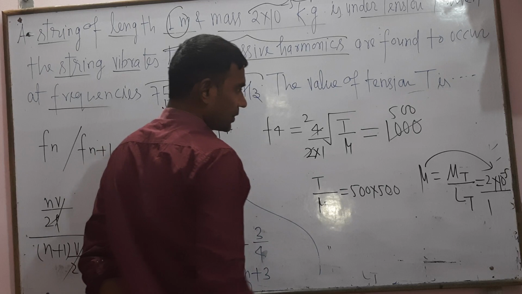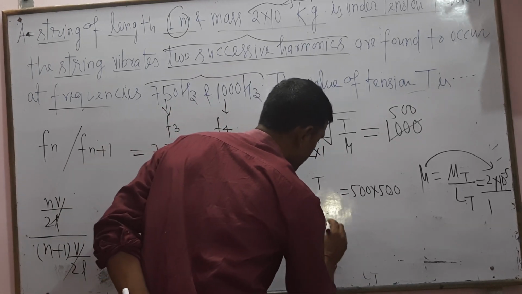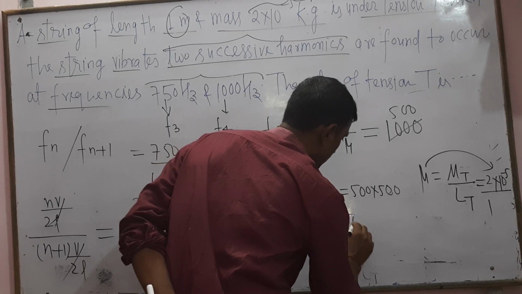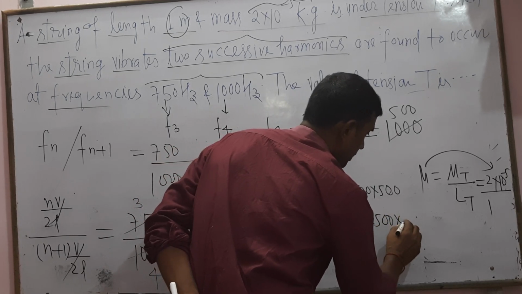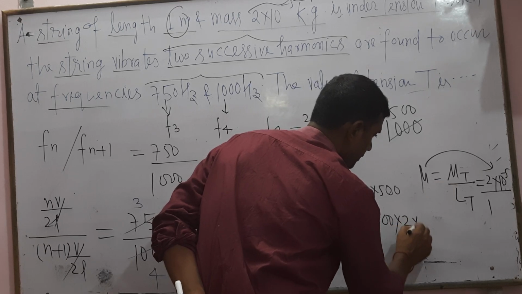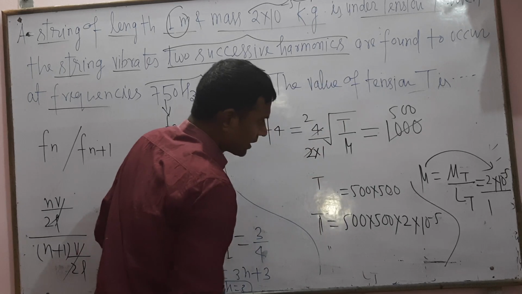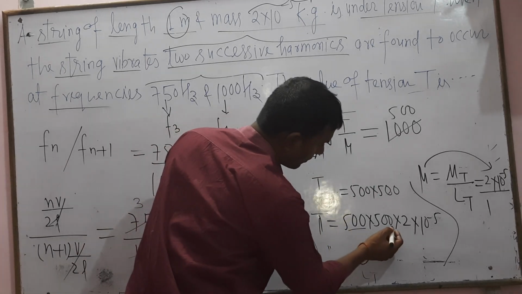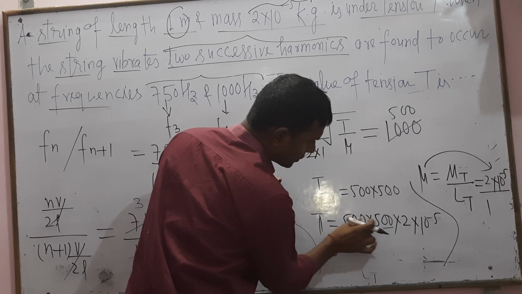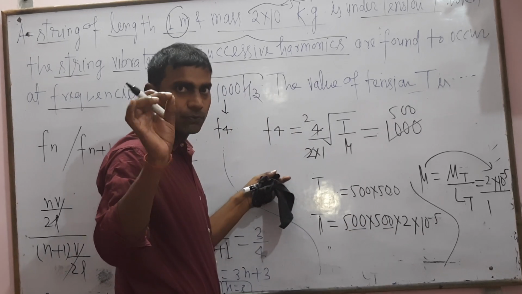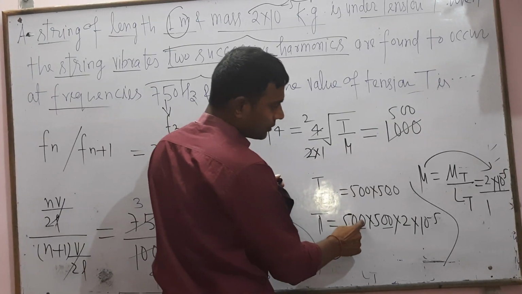So in place of mu, we can put it right here. We need the tension T. So T equals 500 into 500 into mu. Mu means 2 into 10 raised to minus 5. 10 raised to 4 means four zeros will be created.